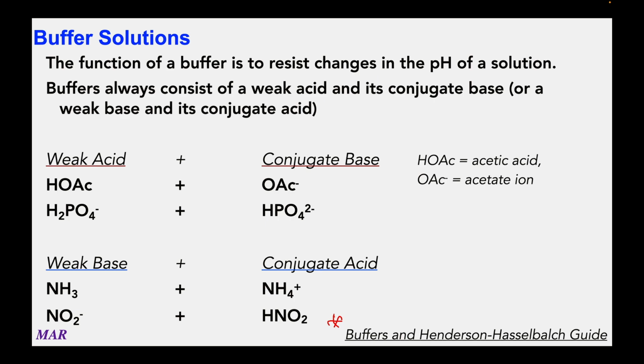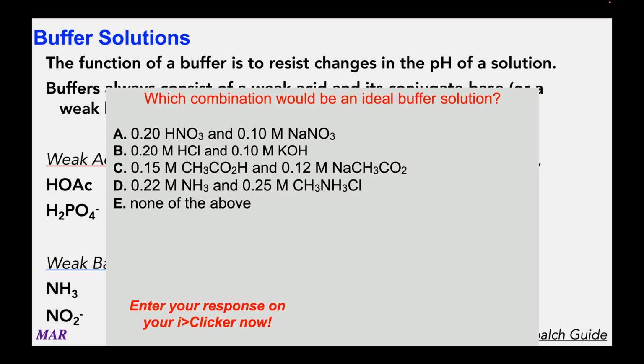I do recommend that you check out this handout. It's called the Buffers and Henderson-Hasselbalch Guide. We're going to see how Henderson-Hasselbalch really helps with buffer calculations, and this handout also talks about what a buffer is, stuff like that. So which of these would be an ideal buffer solution? And again, a buffer needs to have a weak acid and its conjugate base, or a weak base and its conjugate acid, and certainly no strong acids and strong bases. And I'm hoping that you're seeing that there's lots of strong acids and strong bases in there.